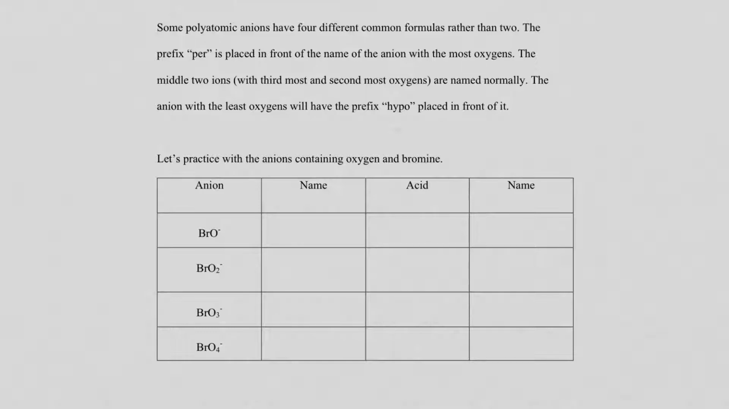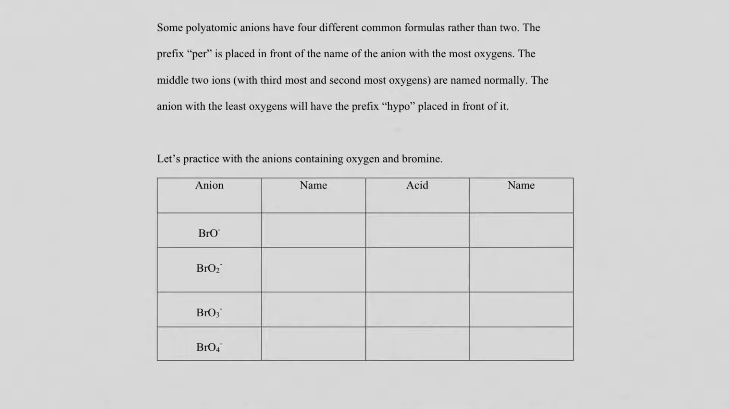I just want to keep this video at a manageable length so you're not sitting at your computer forever if you're trying to just watch it through to get a refresher. So we're going to do the anion containing oxygen and bromine. There are 4 common formulas here, so we're going to do this pretty systematically.